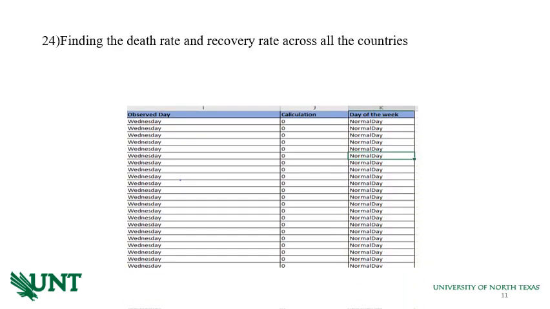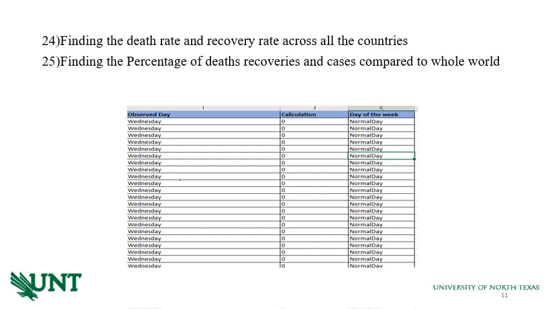As I said in the beginning, I have added three more columns to the data: observation day, calculation, and day of the week. The observation day is the particular day on which the case was reported. Using some Excel calculations, I created a calculation field followed by the day of the week to find whether it is a normal day or a weekend. Using this analysis, I found how many cases were reported on normal days and how many on weekends.